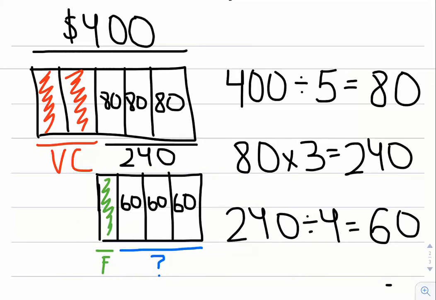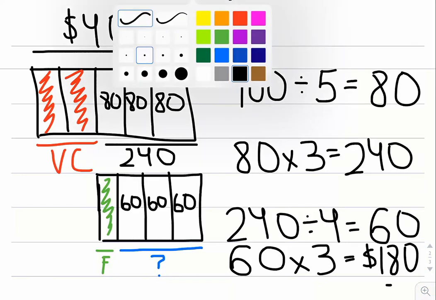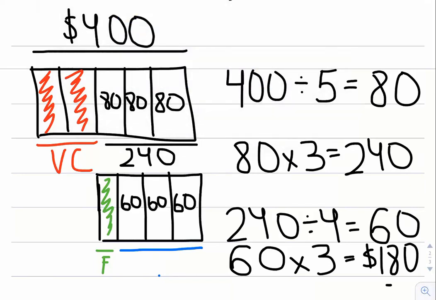Now, to find out how much is left, I need to take these 60, each unit, times 3, because there are 3 units represented by this blue space of how much is left. And when I multiply it, I get $180, which means that he had $180 left. And that is our answer.